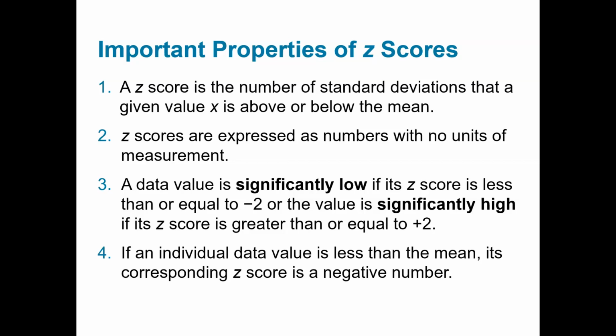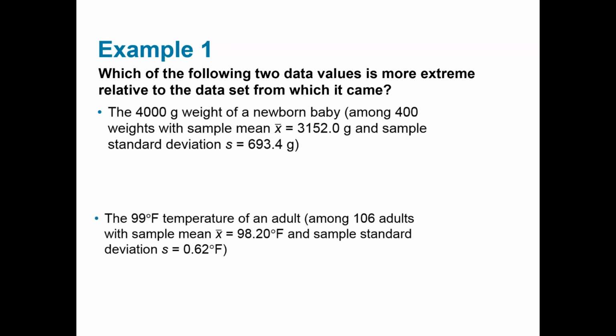We are still talking about significantly low and significantly high. Significantly low is still -2 or below, or 2 or above is significantly high. And if an individual data value is less than the mean, it's going to have a negative z-score. Less than the mean would be a negative z-score, which means that the mean represents a z-score of 0. So let's look at an example here.